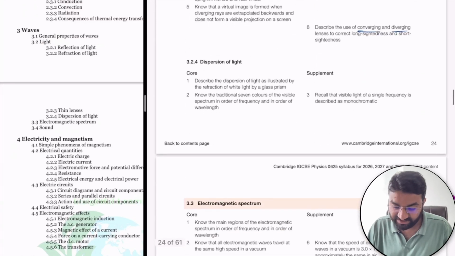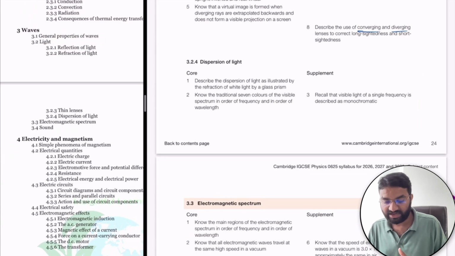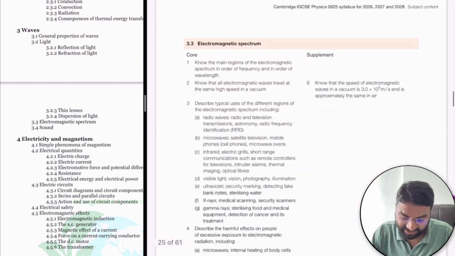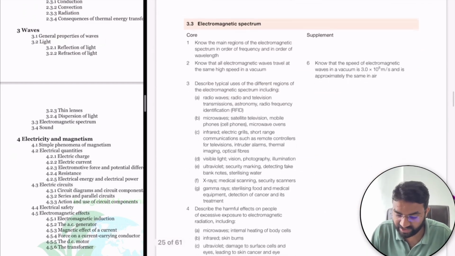Then next, dispersion of light. So dispersion of light, how 7 colors are formed from the single monochromatic light and their uses. All right, then next one is electromagnetic spectrum.